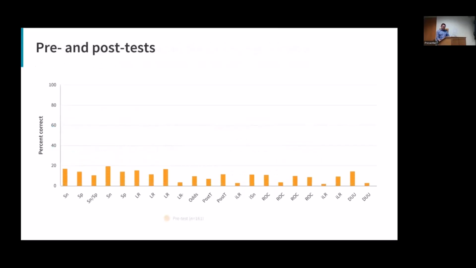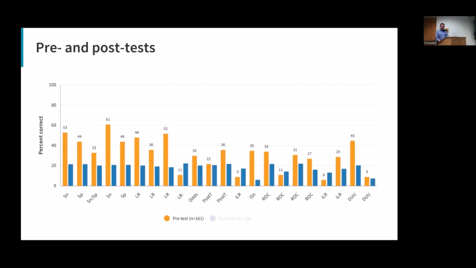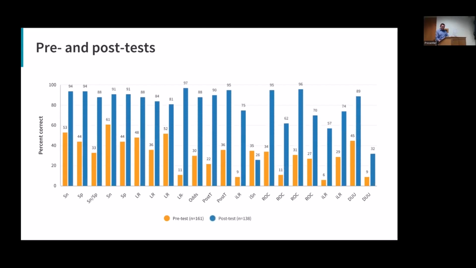So here you see the pre-test performance. It's similar to what we saw with faculty, again showing that these are concepts that are just not well taught in general. So there's room to improve all across the board in terms of the learner type. And then here I was really happy to see that residents were able to improve their knowledge and answer questions about ROC curves and interval likelihood ratios correctly, oftentimes more than 50% of the time.